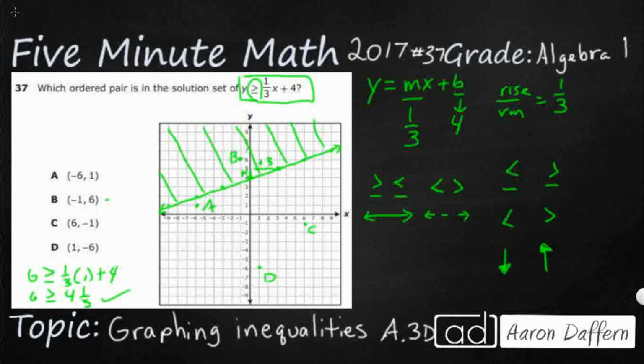Absolutely. And if you were to substitute in the coordinates for A, for C, or for D, you would see that they do not work. So my answer here is going to be B, with the coordinates of -1, 6.